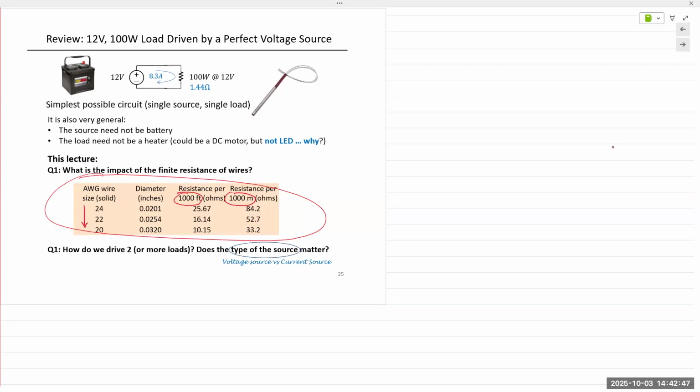And without fail, all power heaters will come with a warning. Do not use this with power strips. Do not use this with extension cords. And this is the reason why. If you use it with a power strip or an extension cord, let's say I use a 10-foot long extension cord, my electric heater is now 10 feet away from the power outlet.